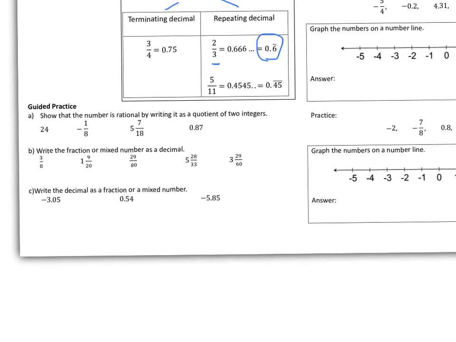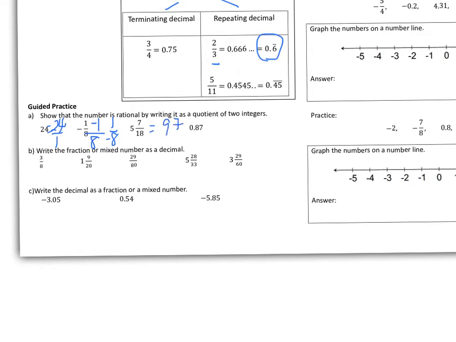To show that the number is rational, you would write it like this. For 24, you will write it as 24 over 1. For negative 1 over 8, you would either write it as negative 1 over 8 or 1 over negative 8. And if you're given a mixed number, you will want to write it as an improper fraction.